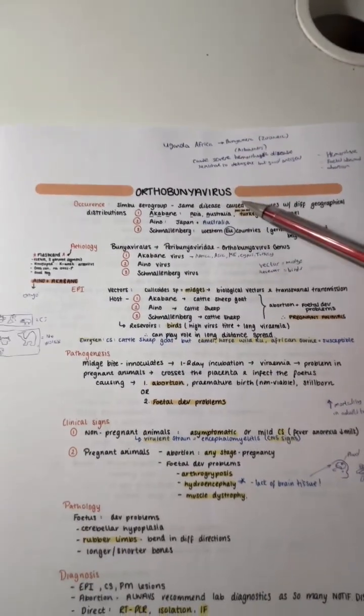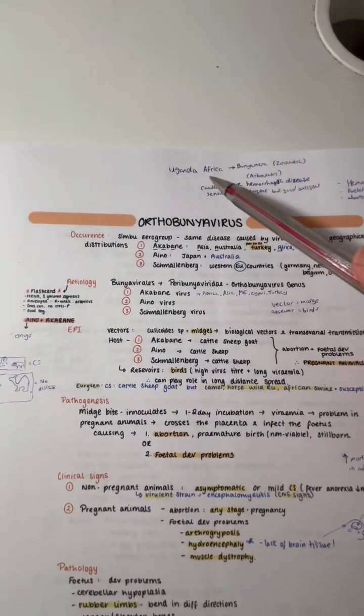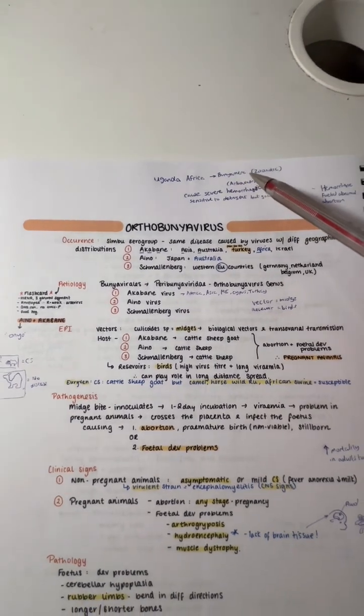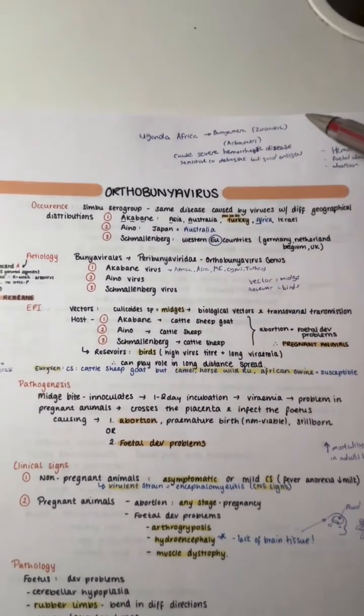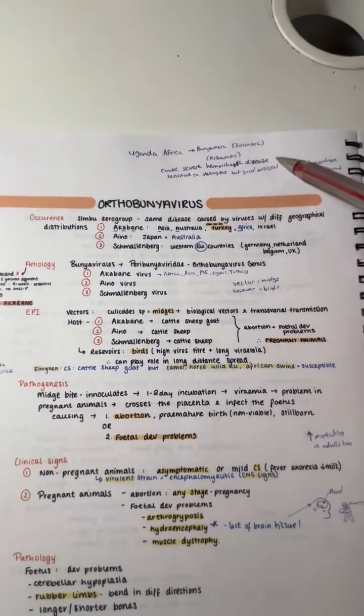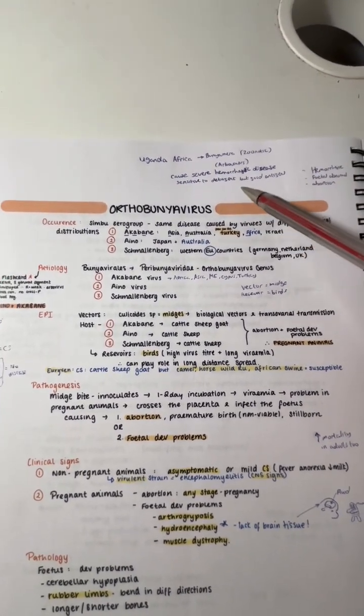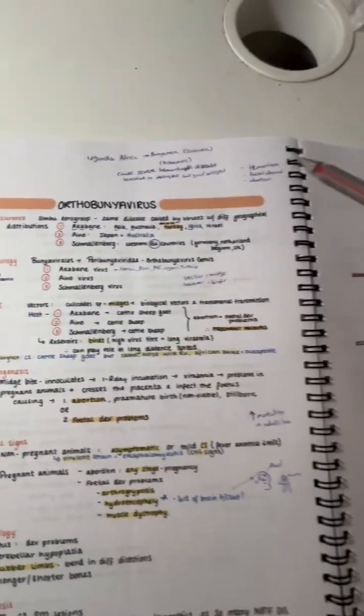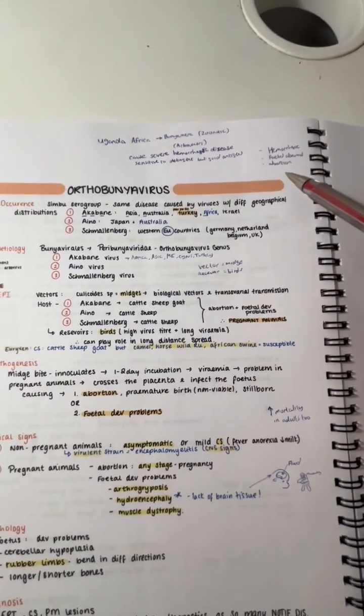OrthoBunyaVirus. For the brief overview, in Uganda in Africa, there's a place called Bunyamira, and this is where these zoonotic viruses come from. They are arboviruses and they cause severe hemorrhagic disease. They are sensitive to detergents, but they have good antigens, and they cause hemorrhagic diseases, fetal abnormalities, and abortion.